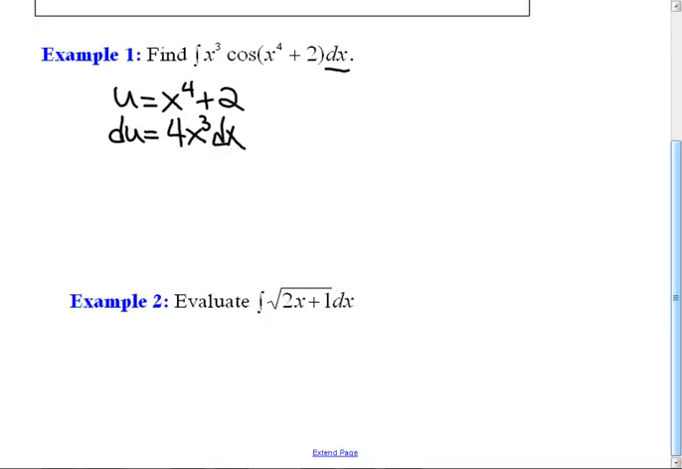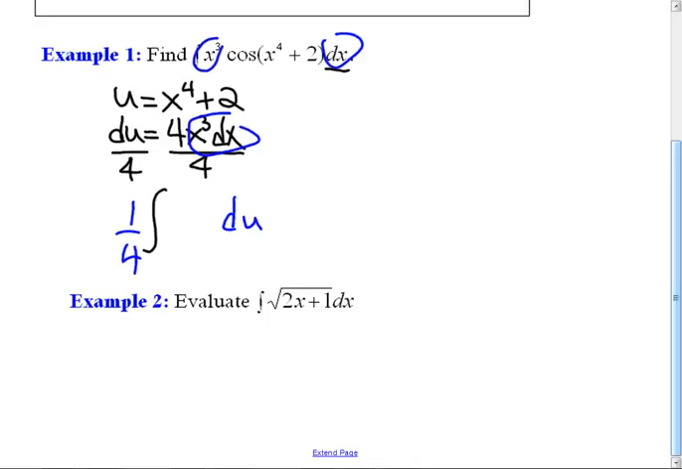So I don't have a 4. So what do I have to do with this? Divide by 4. Now when you substitute for everything. So let's see what I've got here. I've got an x cubed and a dx. That would be this piece. So that's 1/4 of du. And I'll put du over here.